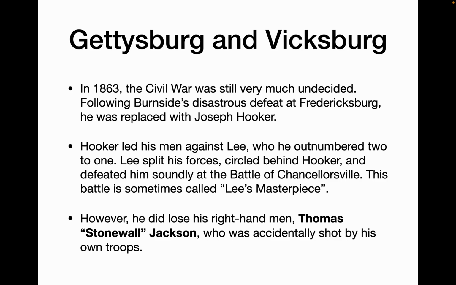Hooker led his men against Robert E. Lee. He marched them into Virginia. Robert E. Lee was outnumbered 2-1 at this point, but he split his forces, circled behind Hooker, caught him off guard, and defeated him very badly at the Battle of Chancellorsville. This battle is sometimes called Lee's masterpiece. The defeat was absolute. However, the one thing that Robert E. Lee lost in the Battle of Chancellorsville was his right-hand man, a guy named Thomas Jackson, who got the nickname Stonewall at the First Battle of Bull Run. Stonewall Jackson was accidentally shot by his own troops.